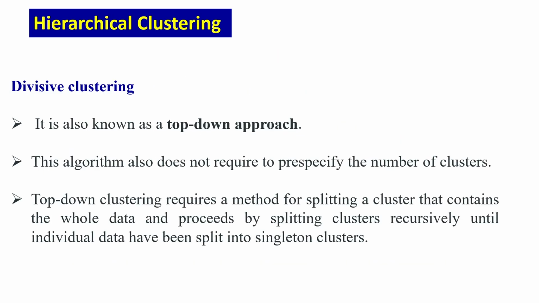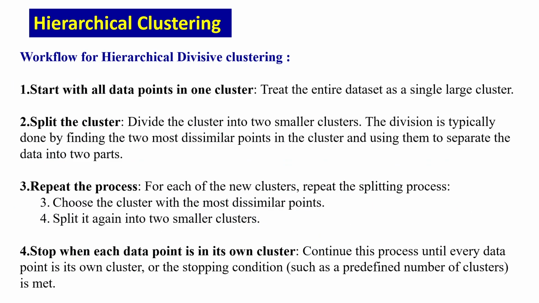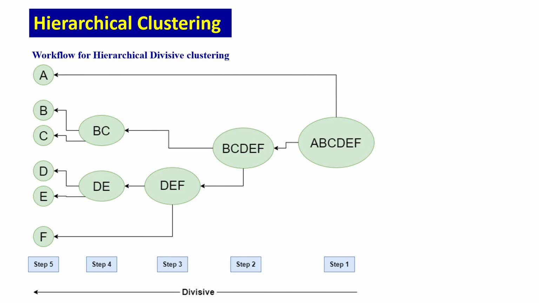Divisive clustering is a little different, but it is a top down approach. It requires a method of splitting the data, not agglomeration, and then it proceeds by recursively splitting the data until all are split into singleton clusters. Okay. So, start with all the data points in one cluster, split the cluster into 2 smaller clusters or 3 or more than that, and repeat this process again and again. Okay. This is what is shown here.